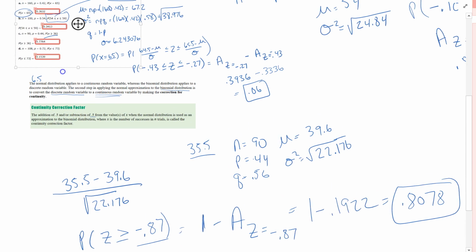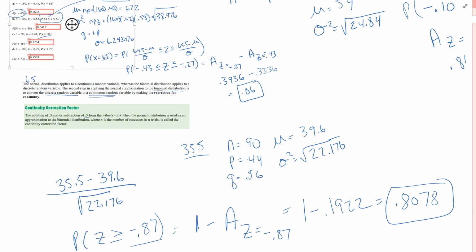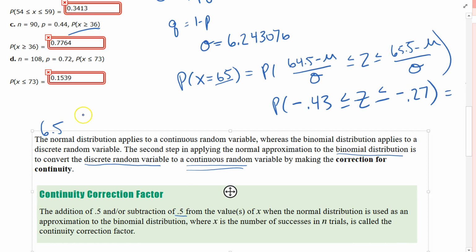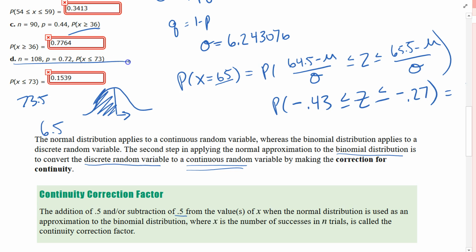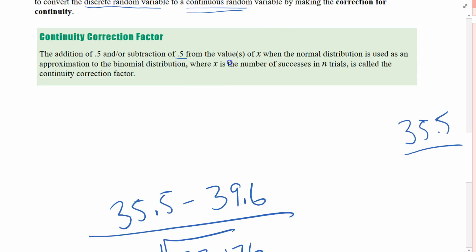The last one is going to be the probability that x is less than or equal to 73. So if I'm looking for the area that's less than or equal to, I shift it to the right by 0.5. So I'm really looking at 73.5. And then I'm going to have to calculate my mean and standard deviation, so I can convert that to a z-score.